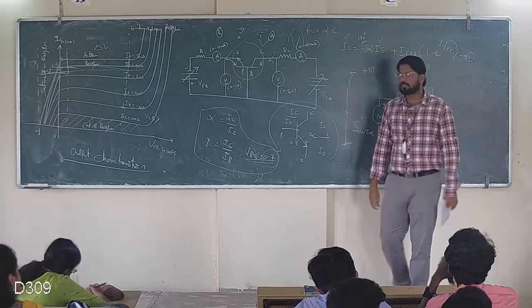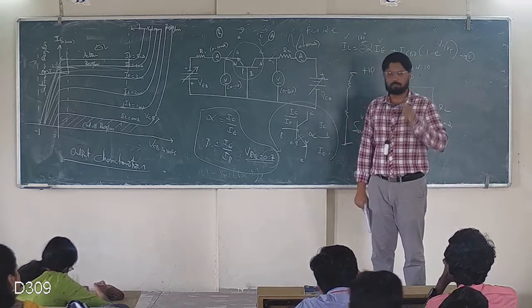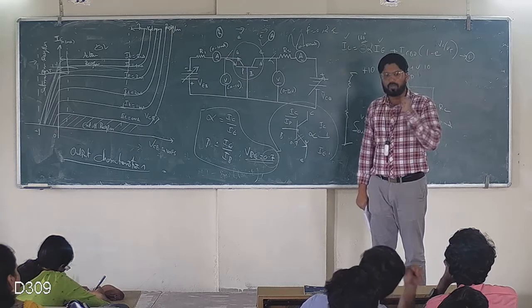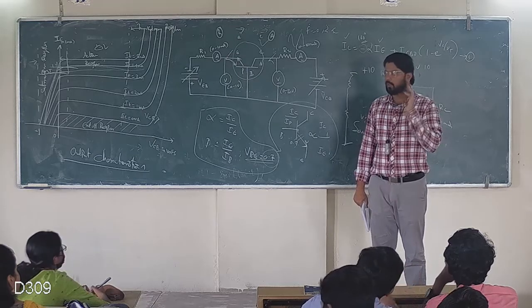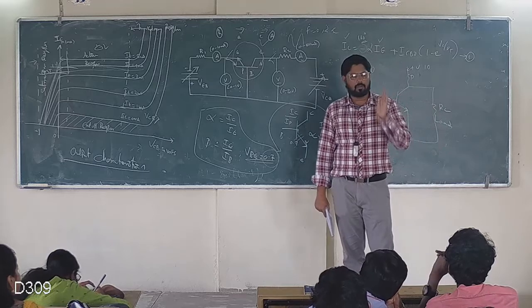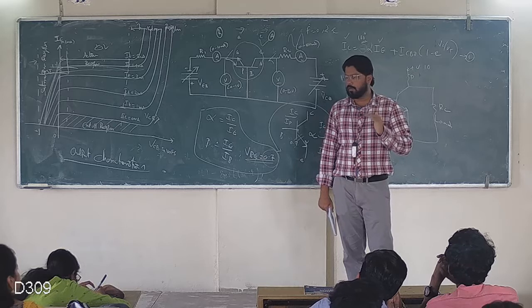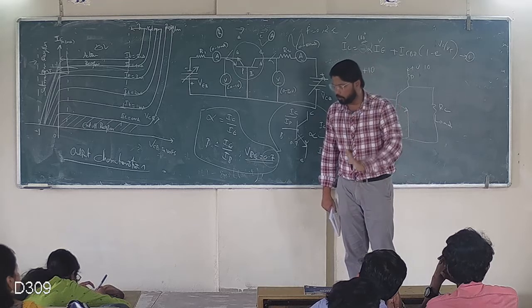So what is Kirchhoff's voltage law? Potential rise is equal to potential drop. What is that? I have 10 rupees. How can I spend it? 5 plus 5. How can I spend it? 1 plus 9. Or else 8 plus 2. You got the point? Potential rise is equal to potential drop.